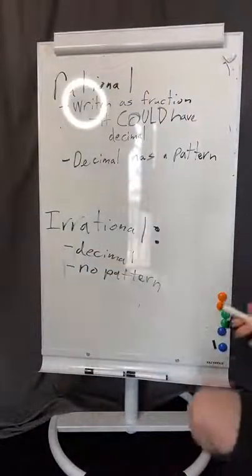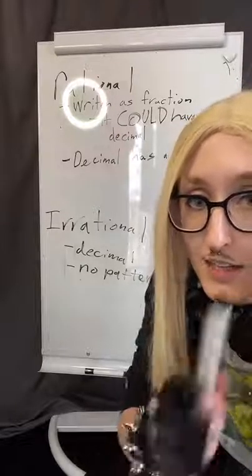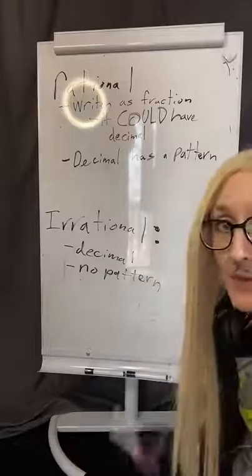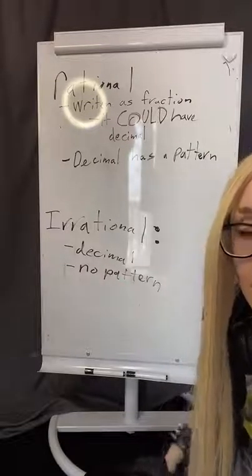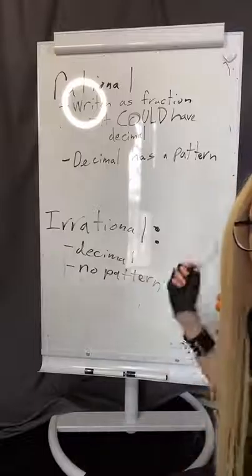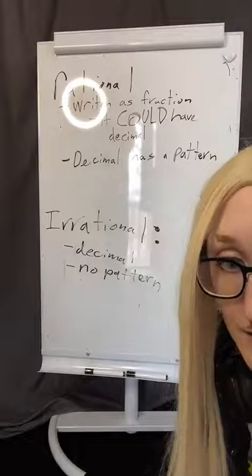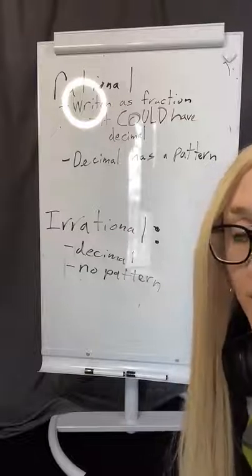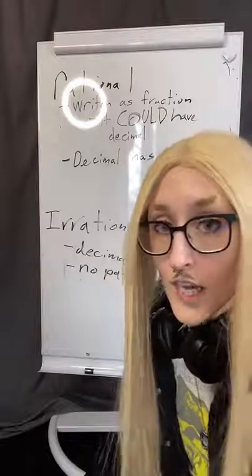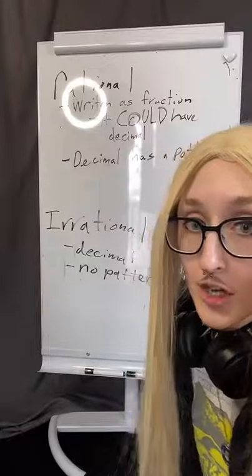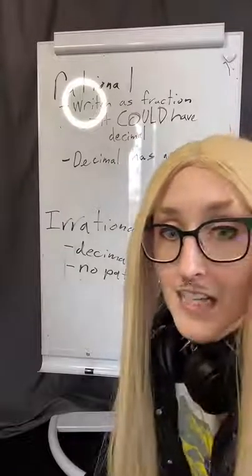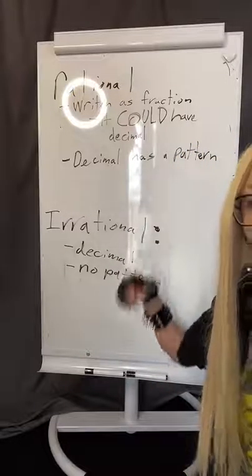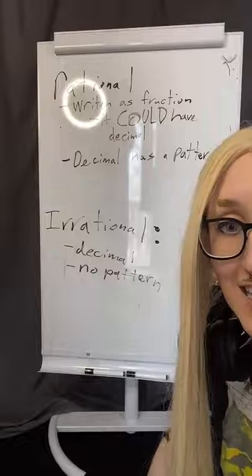So the big things we're looking for here is, if we see a decimal, does it have a pattern or does it not have a pattern? Those are our questions. That's what we need to ask ourselves. Most numbers fit into rational or irrational. The only time they don't is if they're imaginary, which is very rarely going to happen. Yes, like 1, 1, 1, 1. That boy would be rational. So yeah, pi is irrational.